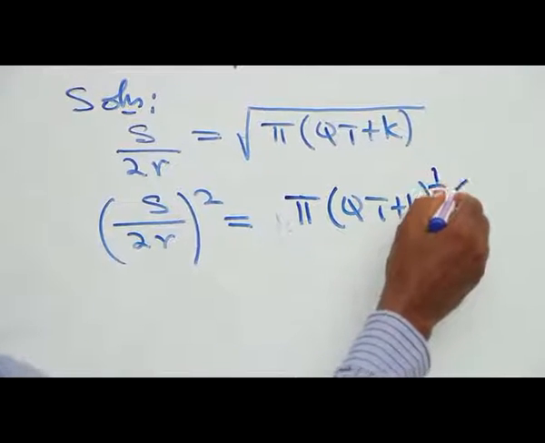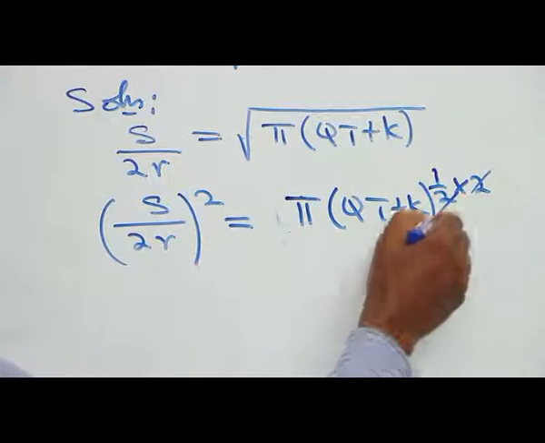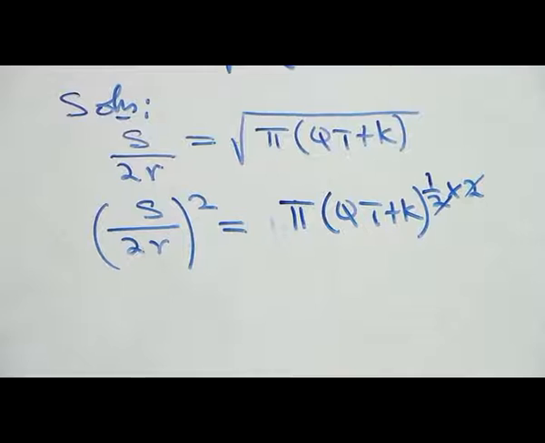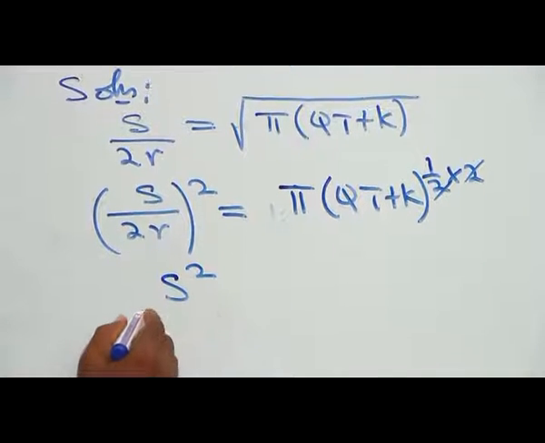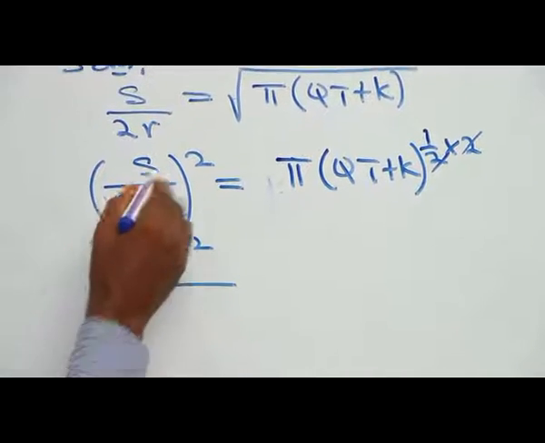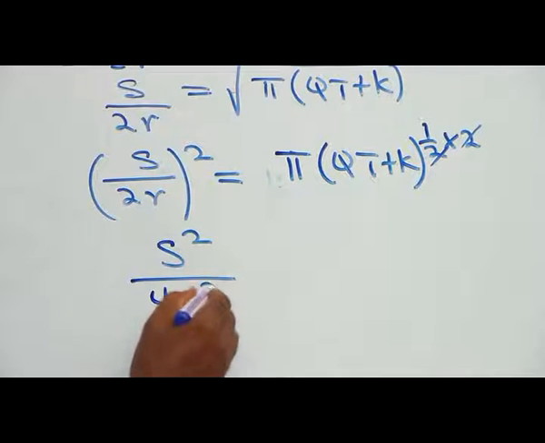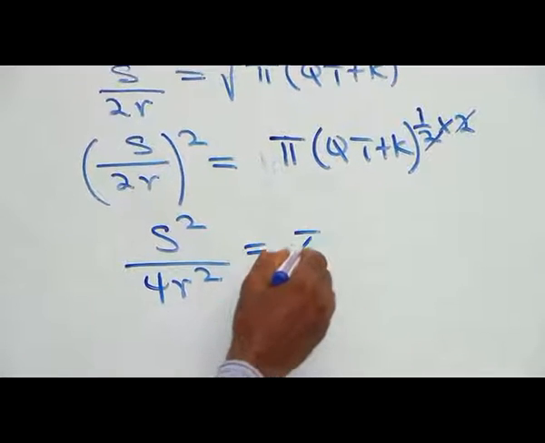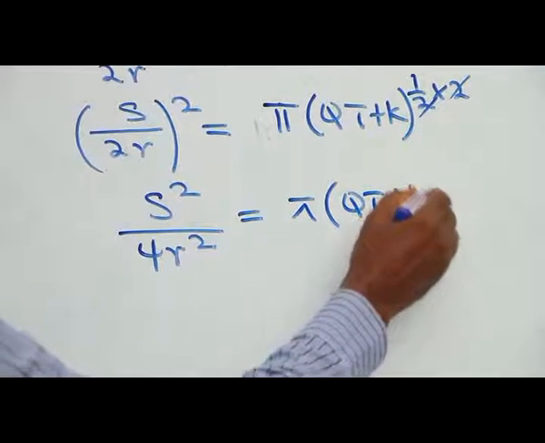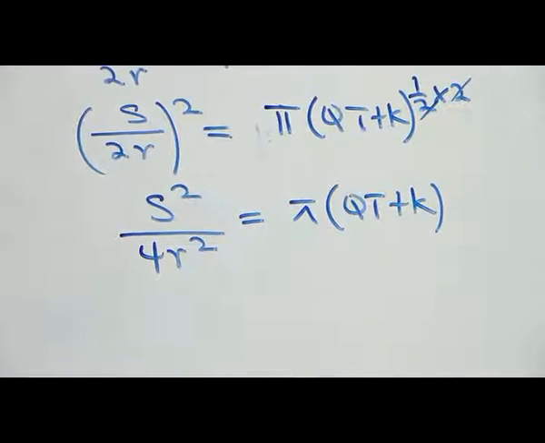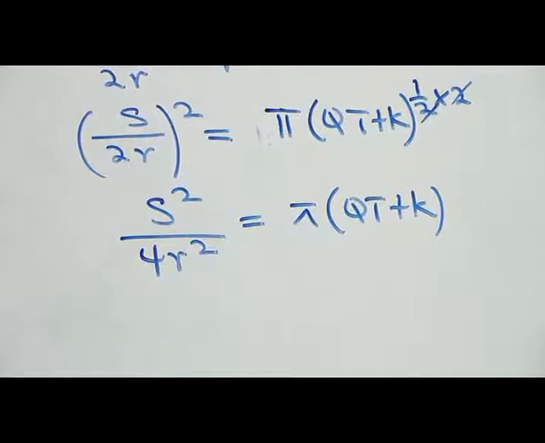Okay, let me write it. This and this and this and this will cancel. So we now expand this to give us s squared all over 2 squared, which is 4, and then r squared is equal to pi into qt plus k. We are to make t the subject of the formula.